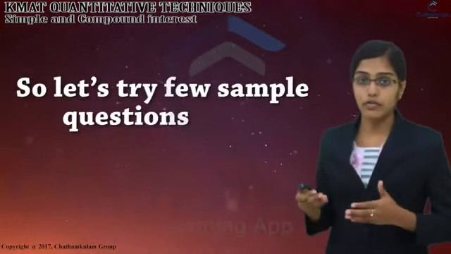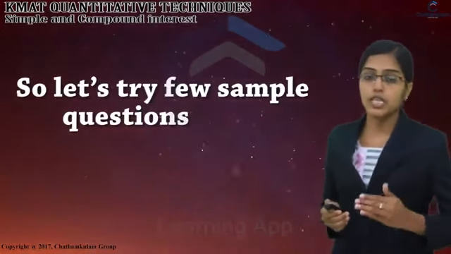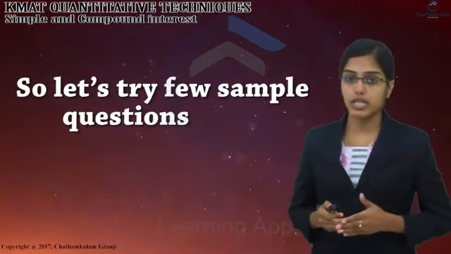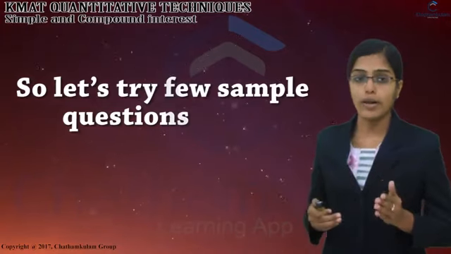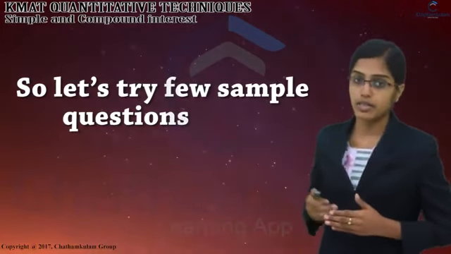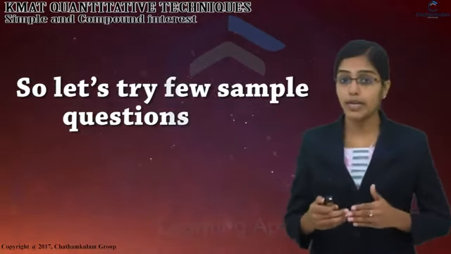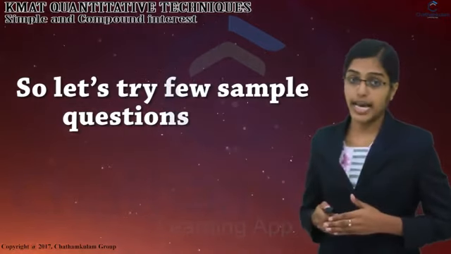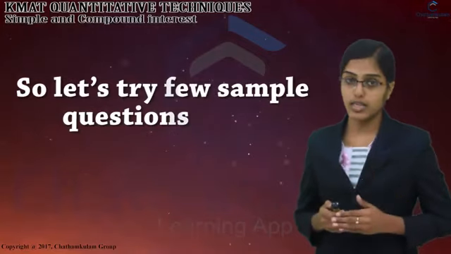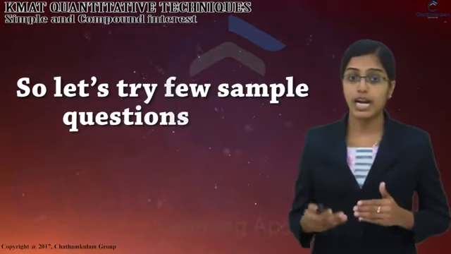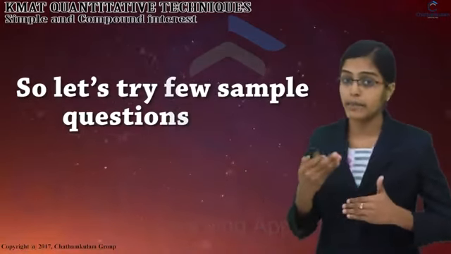So let's try a few sample questions. First question is that find the compound interest if rupees 1000 was invested for 1.5 years at 20% per annum, compounded half yearly. As it is said that the interest is compounded half yearly, so the rate of interest will be halved and time will be double.